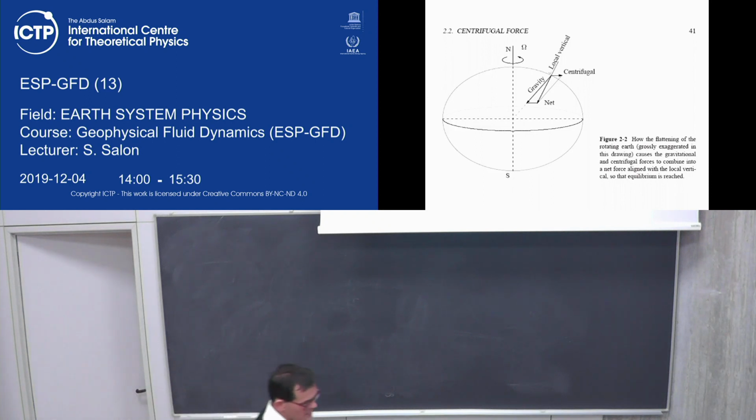So last Monday we concluded by finding the meaning of the Coriolis force, the effect of the Coriolis force on the equation of motion. Today we will move on and try to finalize the definition of the equations that will govern our fluid.